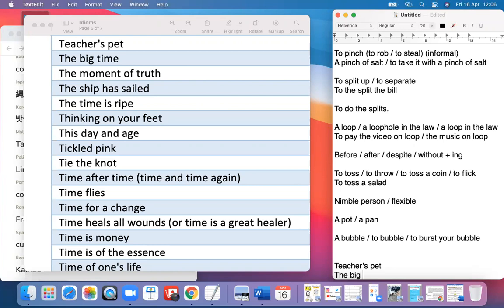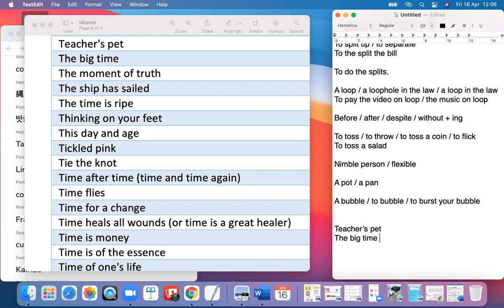The big time is like, as I said, we say to hit the big time, and it means to be very, very famous. Okay, so if you hit the big time, or if you reach the big time, it means that you are very, very famous, and it's related to celebrities as well. So they were the last two expressions last week.